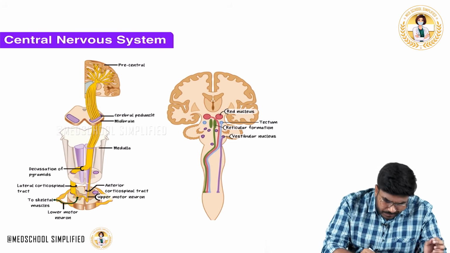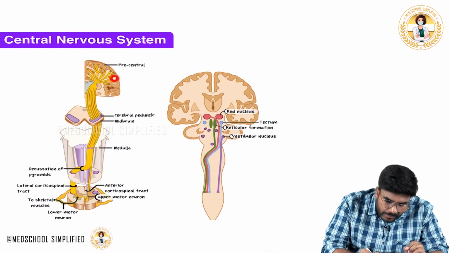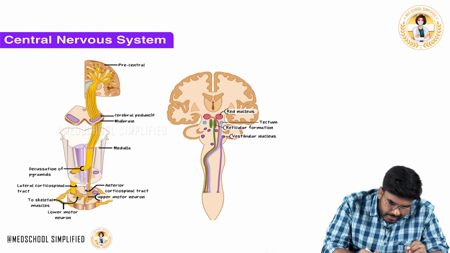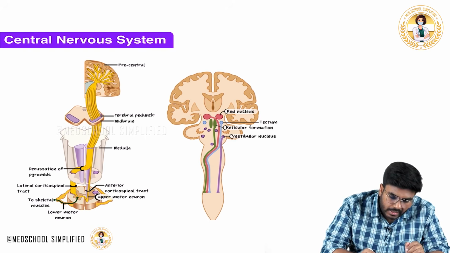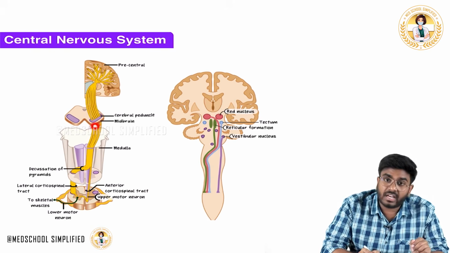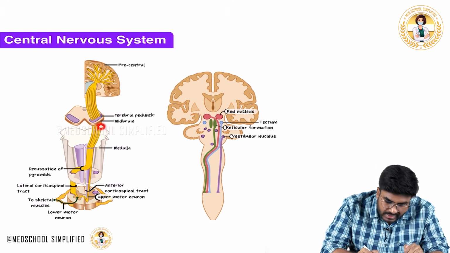Now just trace down the path. These upper motor neurons go via the internal capsule. Here is the internal capsule, here is the lentiform nucleus, here is the thalamus. Via the internal capsule, these upper motor neurons are coming down. See, these are all the upper motor neurons. Now what is this structure? This is the midbrain. They are coming down through the midbrain, then through the pons, and now they are coming into the medulla.